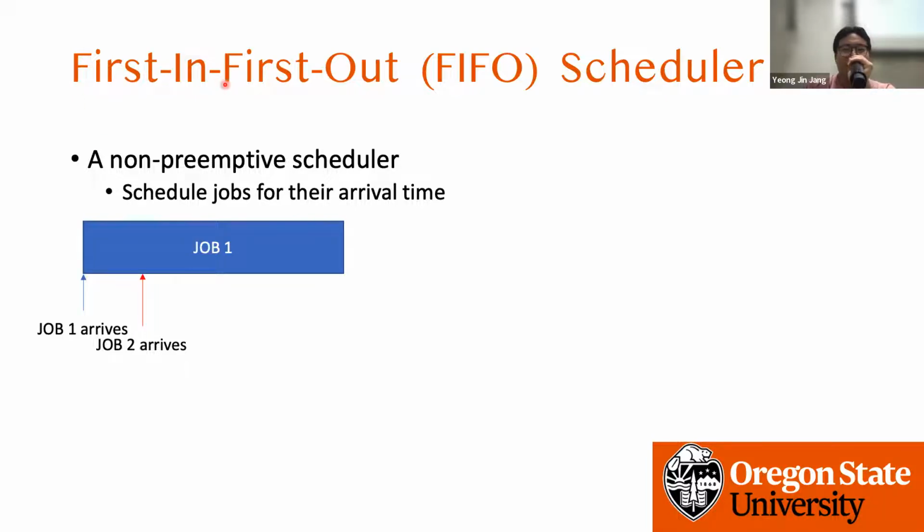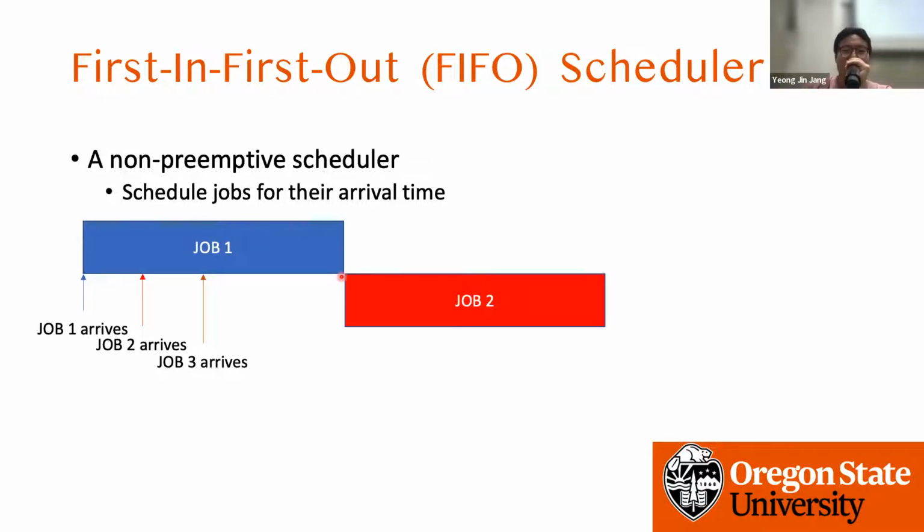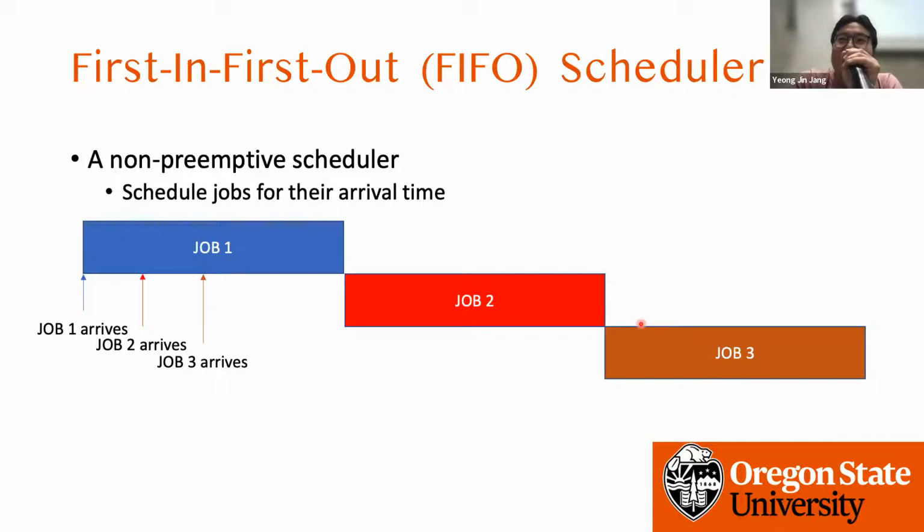The definition of first in, first out is that before the first coming job retires, we cannot schedule the second one. There could be a case where job three arrives in the meantime of running job one, and we cannot schedule these two jobs until job one finishes. Once it finishes, we can schedule job two because it arrived ahead of job three. And after job two finishes, job three can be scheduled. So this is how we schedule with the FIFO scheduler.